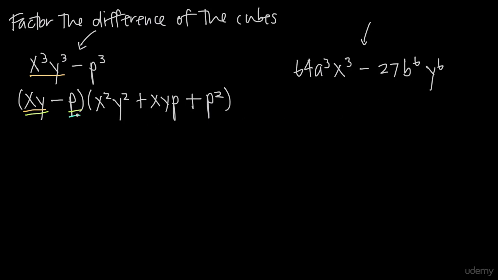So we're going to factor the same way we did last time. We're going to take the cube root of each of these values. So the cube root of 64 is 4. The cube root of a cubed is a.